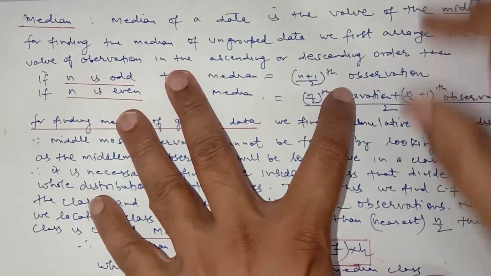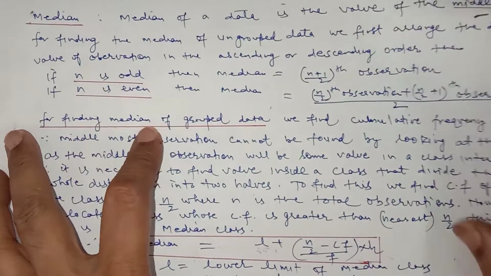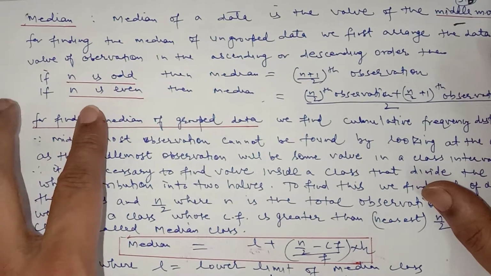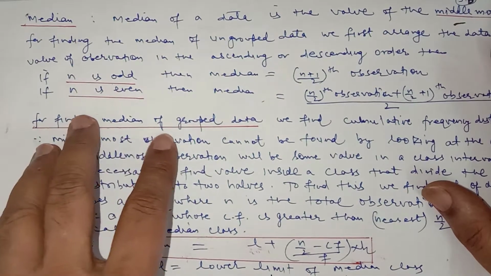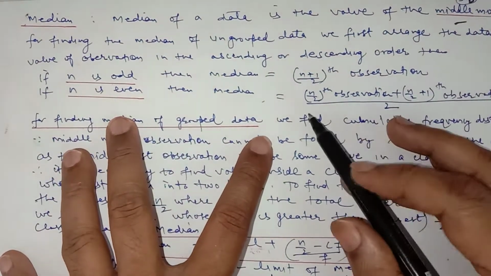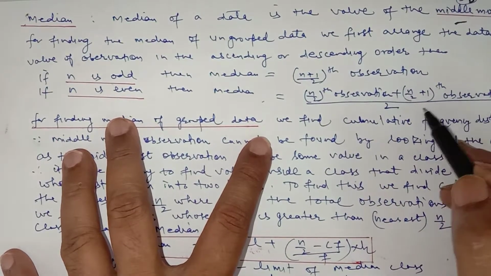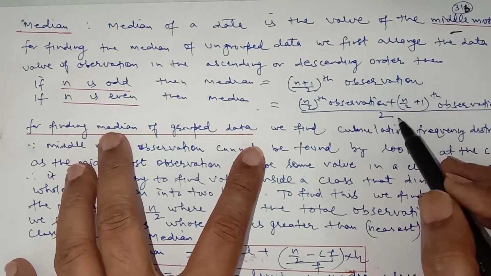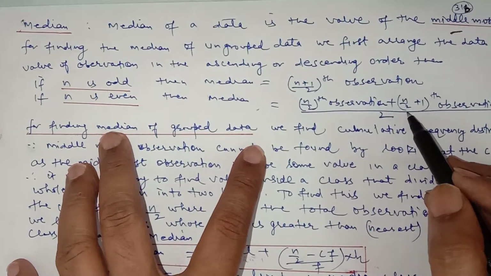If the number of observations is odd, then the median will be the (n plus 1) upon 2th observation, and if n is even, then the median will be the n by 2th observation plus the (n by 2 plus 1)th observation, divided by 2. That is, the average of the two middlemost observations will be the median of the given data if the number of observations is even.